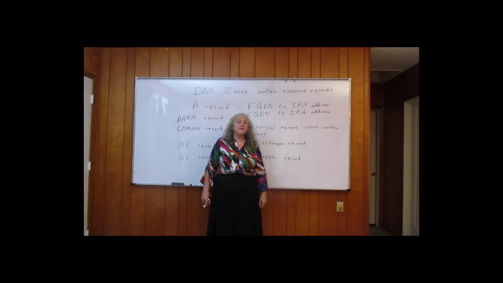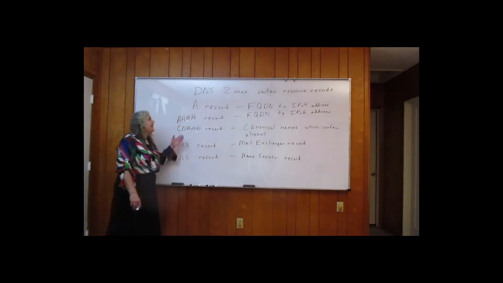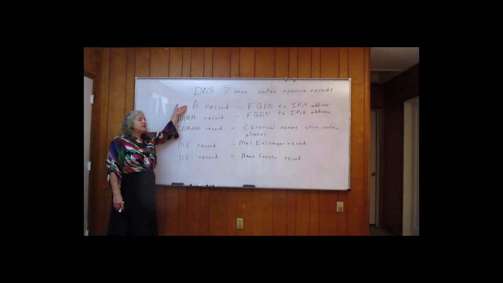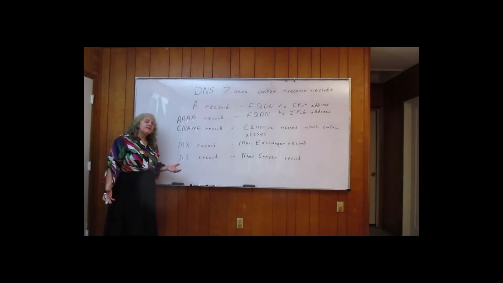Let's next talk about DNS zones. DNS zones contain groups of resource records for which a name server is authoritative. Let's look at the different types of resource records. There are A records, which map fully qualified domain names to IP version 4 addresses. That would be a mapping, for instance, of www.learningiot.net to an IP address.